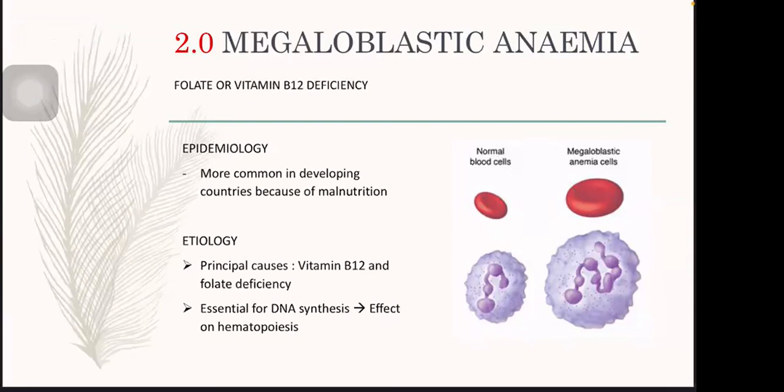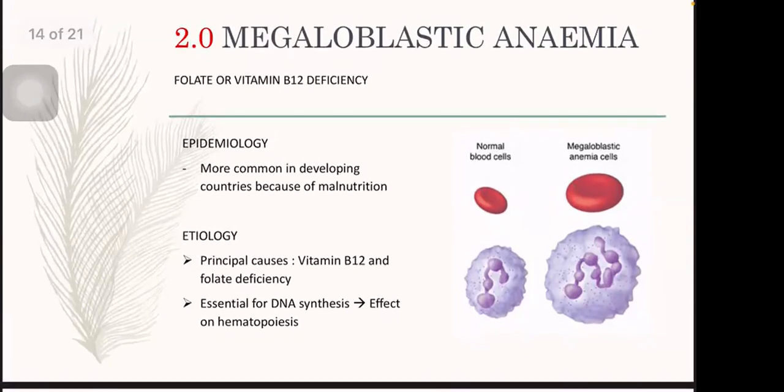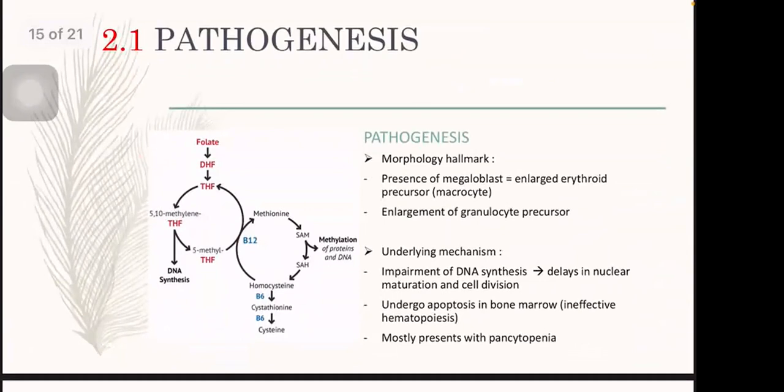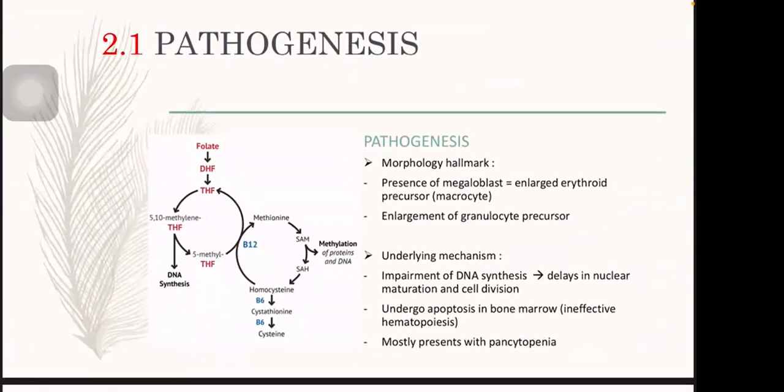The principal causes of megaloblastic anemia are vitamin B12 and folate deficiency. Both of these vitamins are essential for DNA synthesis and can impact hematopoiesis. The underlying mechanism of pathogenesis is impairment of DNA synthesis, which causes delay in nuclear maturation and cell division. Some of the defective megaloblasts will undergo apoptosis in the bone marrow without producing any RBCs, known as ineffective hematopoiesis.